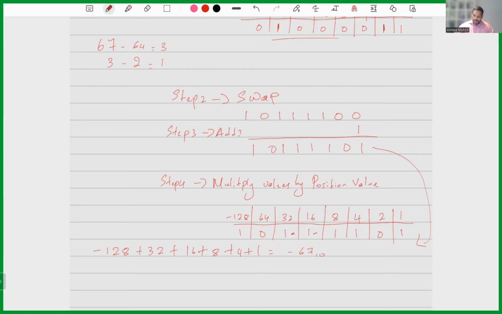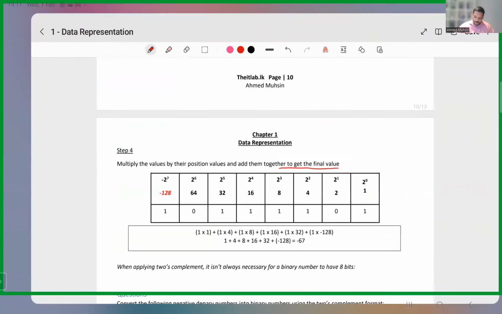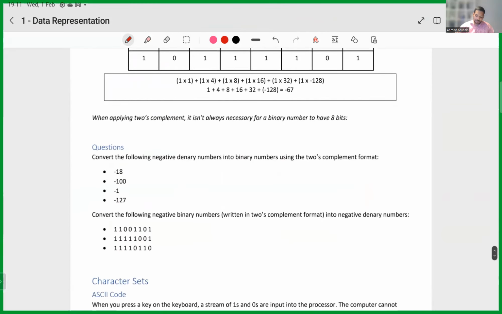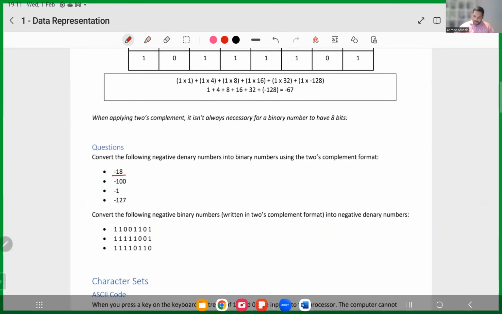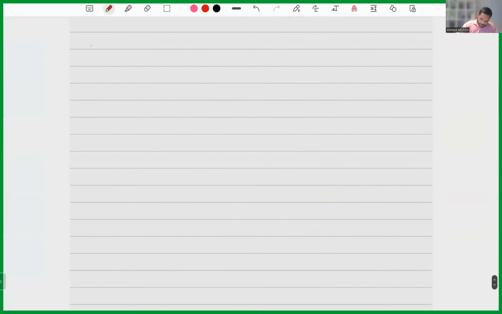If you're confused, let's take another example. Let's take the number minus 18. So if we come back to our note, let's take minus 18. Since this is a negative decimal number and we want to convert it into binary, we have to use 2's complement, because only in 2's complement can you represent a negative value.